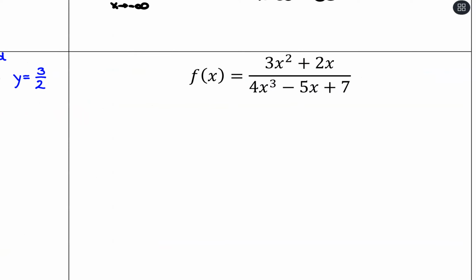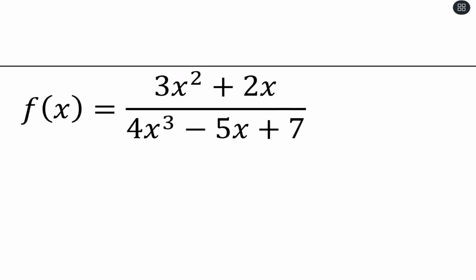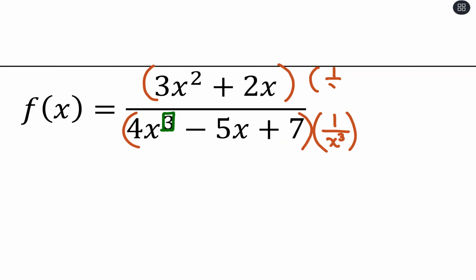Another one. Okay, so with this one, we're going to use the same idea. I'm going to adjust this in a way that makes it easier to evaluate the limits, because right now I would have infinity over infinity, and that doesn't get me anywhere. So what I'm going to do is, again, focus on the denominator and look at the largest power of x. That's what I want to divide by. So in the denominator, I want to divide by 1 over x cubed, and whatever I do in the denominator, I also have to do in the numerator.